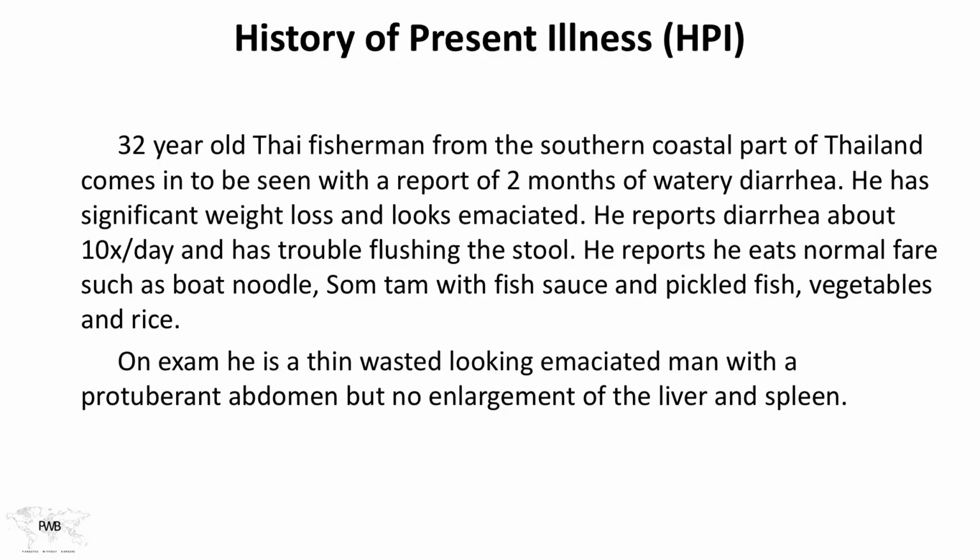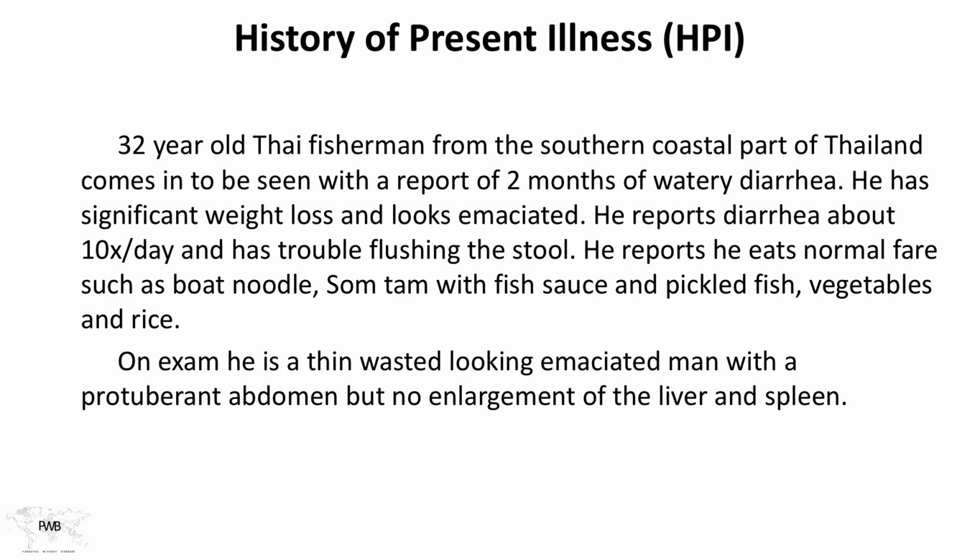And now Dr. Daniel Griffin is going to give a clinical vignette illustrating the pathogenesis of this infection. We have a 32-year-old Thai fisherman from the southern coastal part of Thailand. He's coming in to be seen with 2 months of watery diarrhea. He has significant weight loss. He looks emaciated. He reports diarrhea about 10 times per day and has trouble flushing the stool.